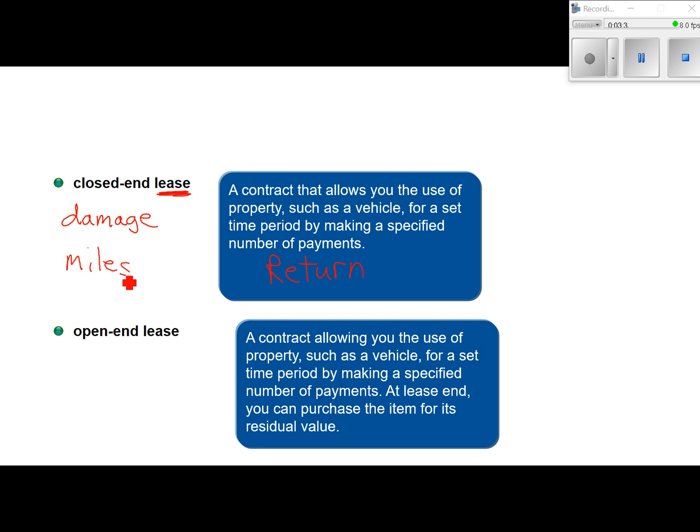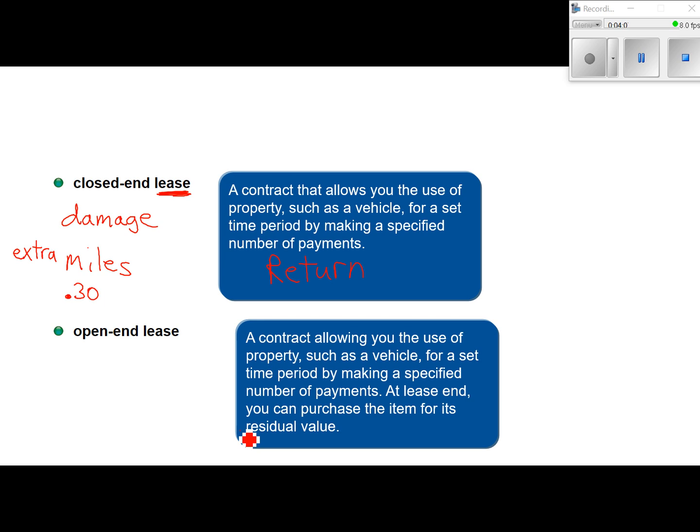And there's probably going to be a charge if you put extra miles on the car. They may charge you like 30 cents per extra mile that you put on the car. So know how many miles they're going to allow you to put on this car over the entire period of the lease.